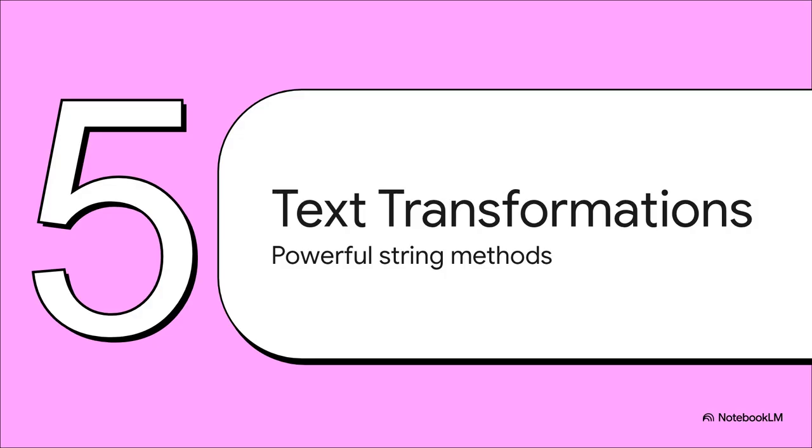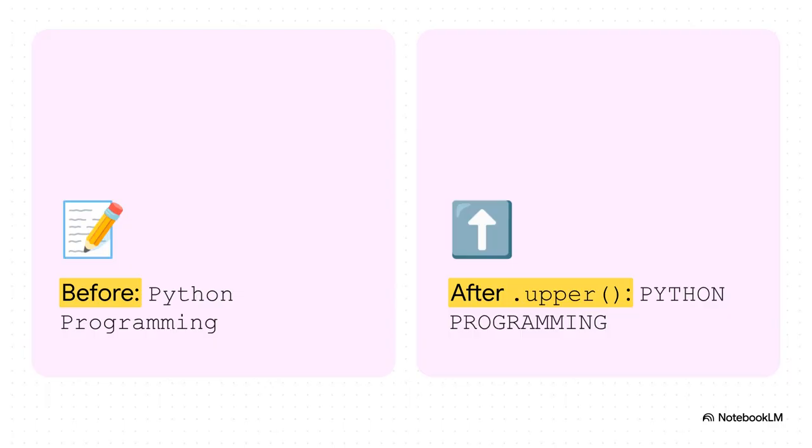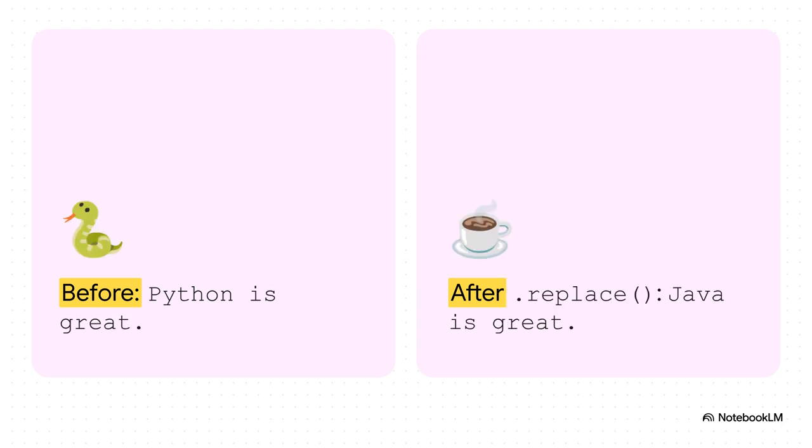Let's move on to the built-in toolkit that every single string in Python comes with. These are called methods, and you can think of them like powerful one-command transformations that you can apply to any text. For example, need to change the case of a string? It's literally one command. Dot upper makes everything uppercase. And of course, there's dot lower for lowercase, and even dot title to capitalize just the first letter of each word. It's instant.